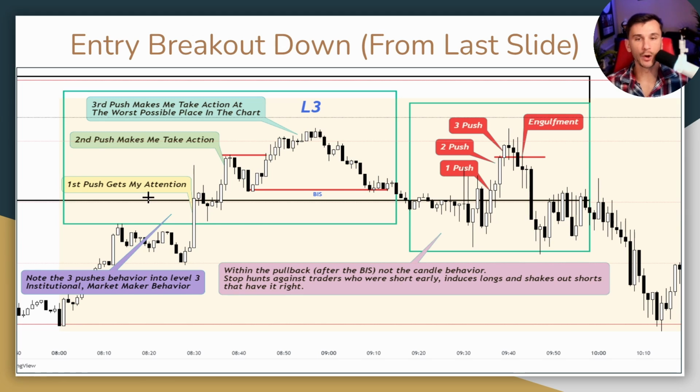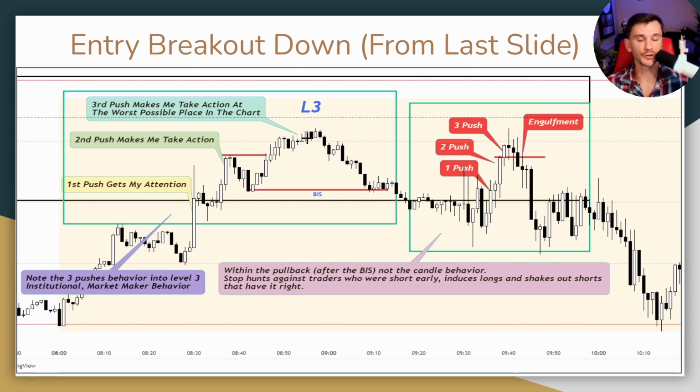Now, something to always just be playing over and over in your head at all times: the first push will get my attention. The second push makes traders take action. Think about human behaviors and just human reactions to certain things happening. Also, this second push right here broke a high, which means there are breakout traders going long off of this candle.